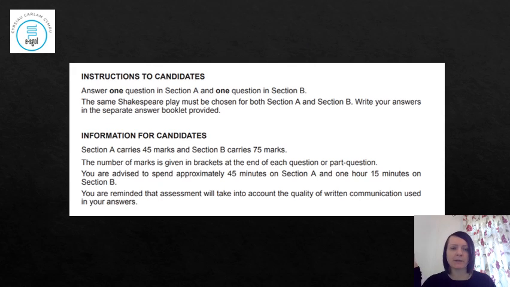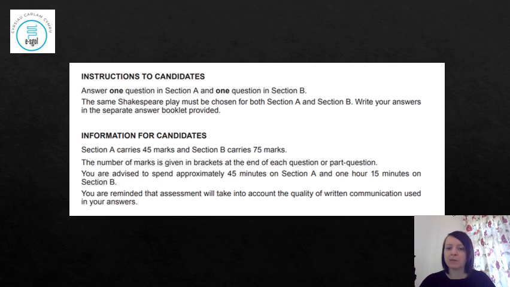Okay, so here's just a quick overview of your paper. This is your Unit 4 paper, the Shakespeare paper. Here you'll be expected to answer one question from Section A and one question from Section B. And the same Shakespeare play must be chosen for both sections. So you can't do one on Hamlet and one on King Lear, for example.